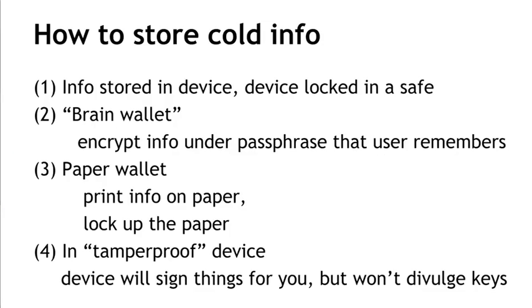The second method we can use is called a brain wallet. In a brain wallet, what we're doing is taking the information that we want to protect and encrypting it under some kind of passphrase or password that a user remembers. Then in order to get the information back later, we're going to ask the user to give us the passphrase and then we'll be able to decrypt.